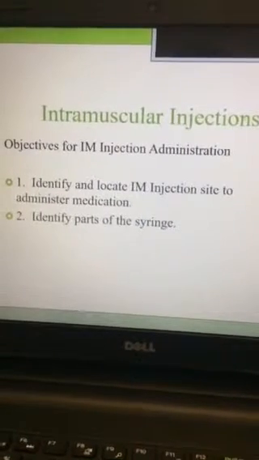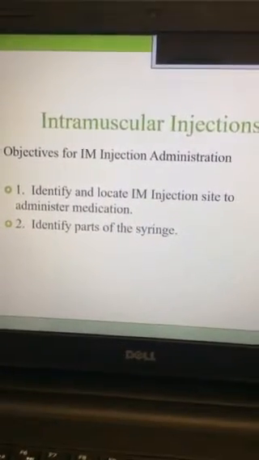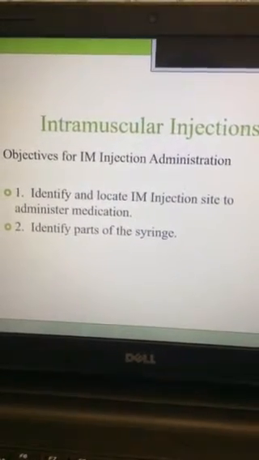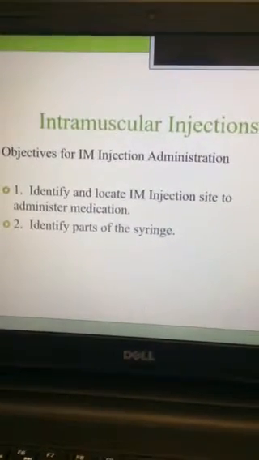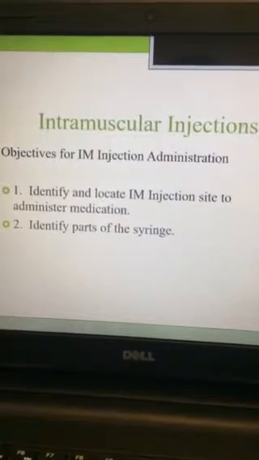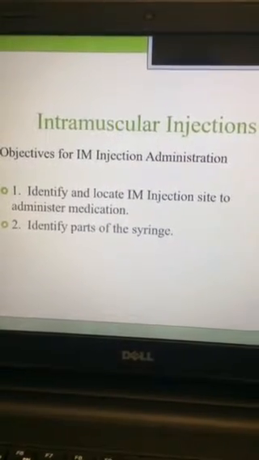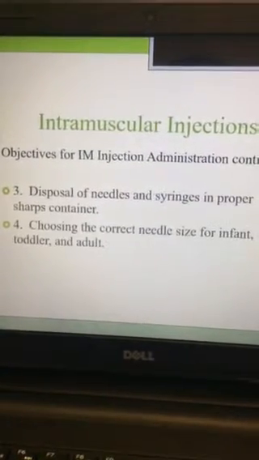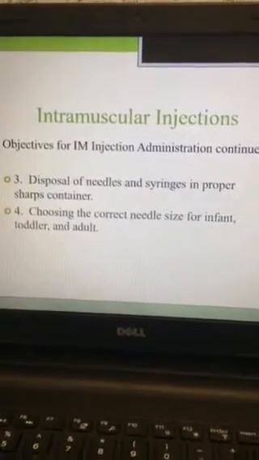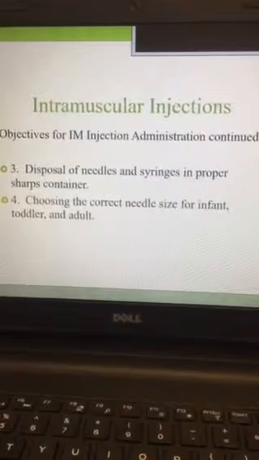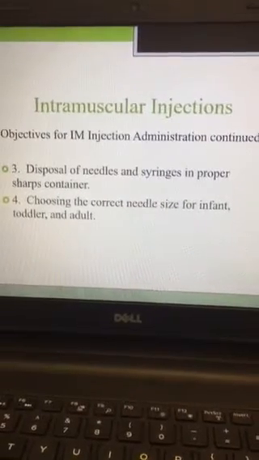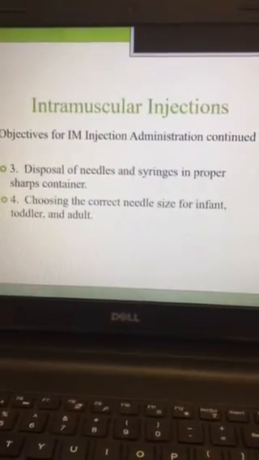Objectives for our IM injection administration. 1, you want to identify and locate the IM injection site to administer the medication. Identify parts of the syringe, which we just identified. You want to dispose of the needles properly in a sharps container. Also, choose the correct needle size depending on age appropriateness.